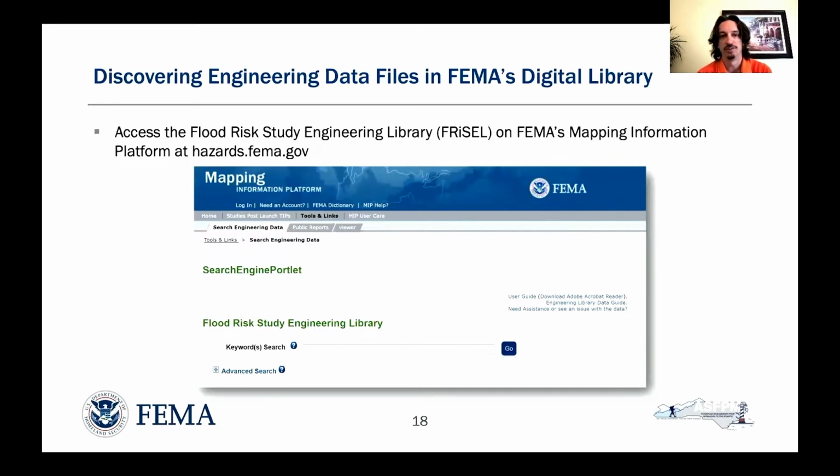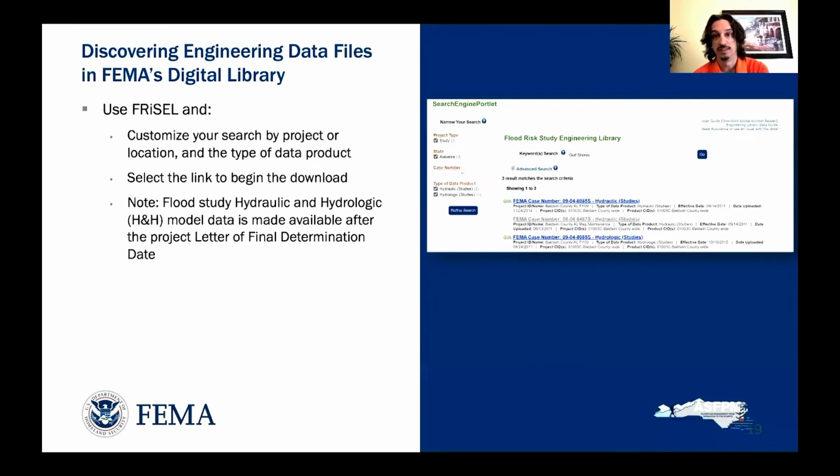You will end up on this screen here where you can enter a keyword search. You can enter a geographic location, a CID, a case number, or a type of data, and then of course you can narrow down your search using the filters that appear on the left side, which give you some tags in the data that returned, so you can filter it down, as I did in this example on screen here. After typing in a community, I decided to narrow it down to just finding the H&H data. An important note is that H&H modeling data is made available after the project's letter of final determination date.